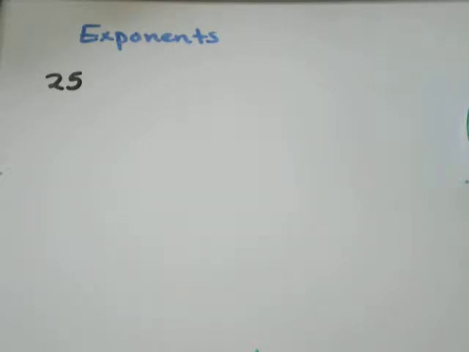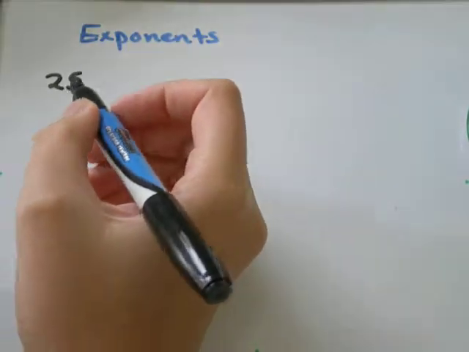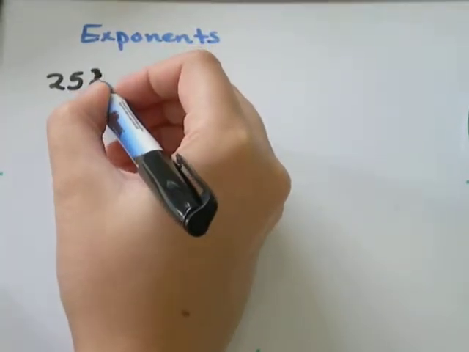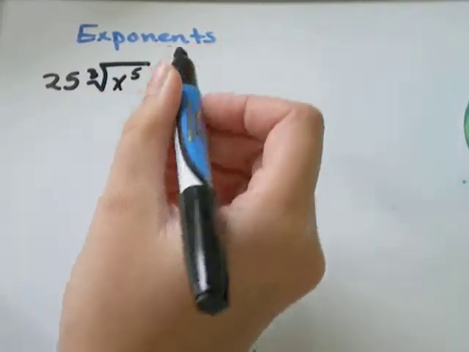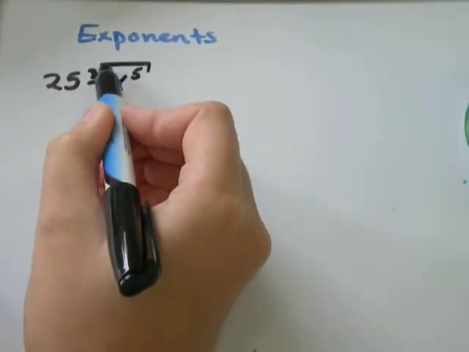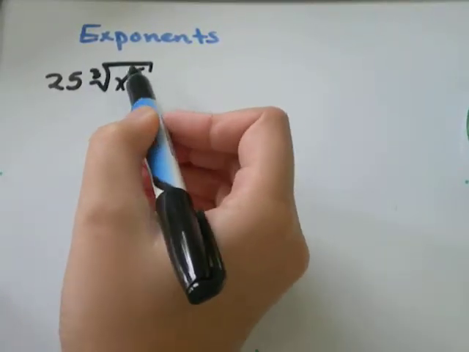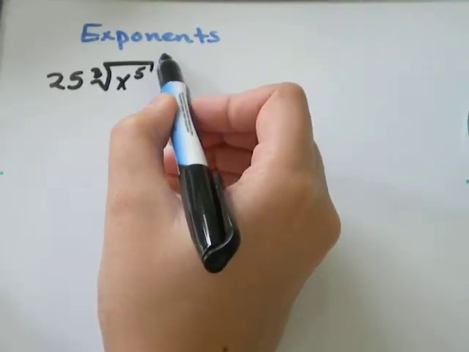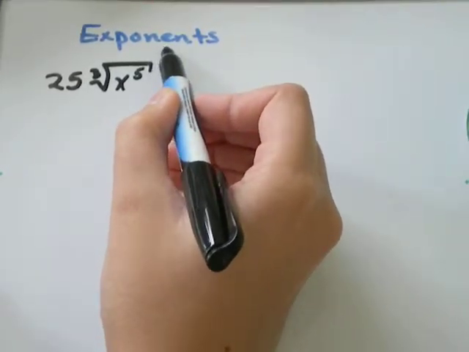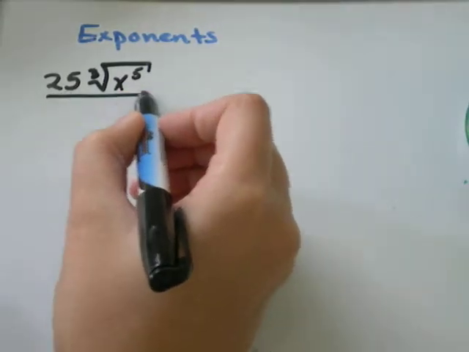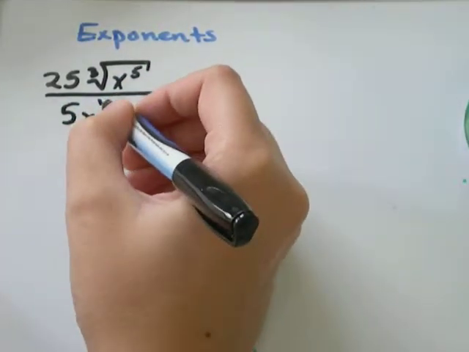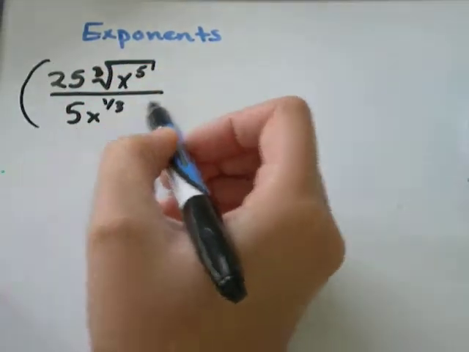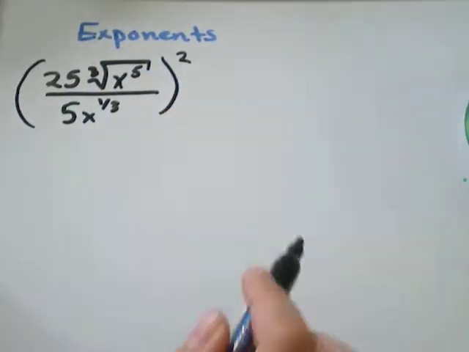And I think the biggest thing is when you see a question like this, we've got 25 times the cubed root of x to the fifth. Notice that the 5 is underneath the cube root sign. That would be different than if the fifth was out here, outside the cubed root sign. Over 5x to the power of 1 over 3, and all of that is squared.